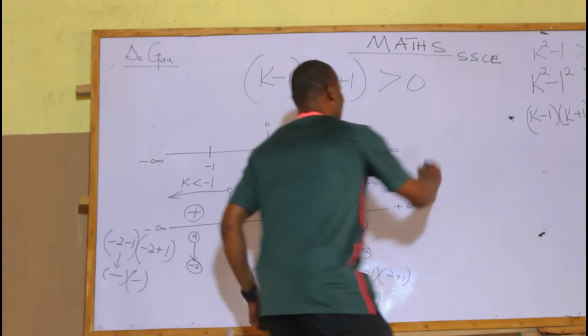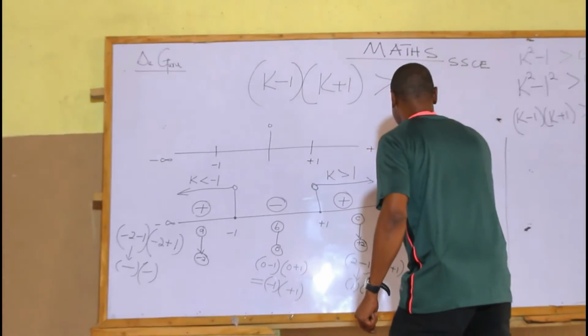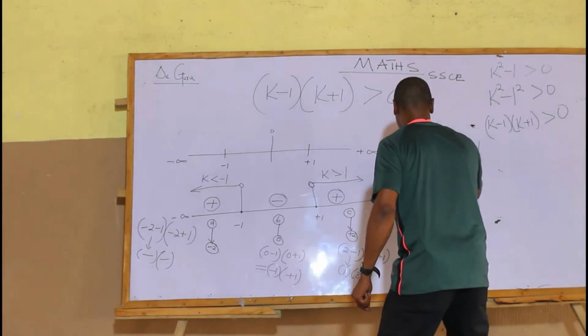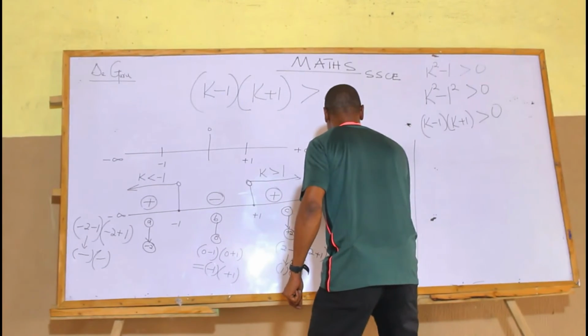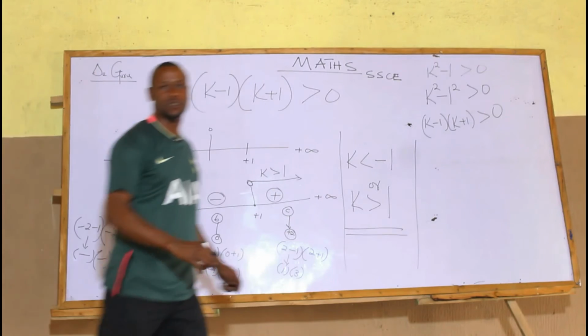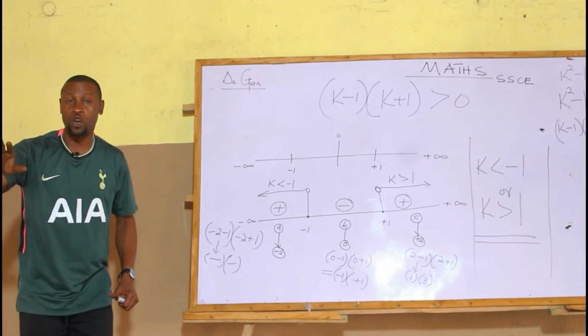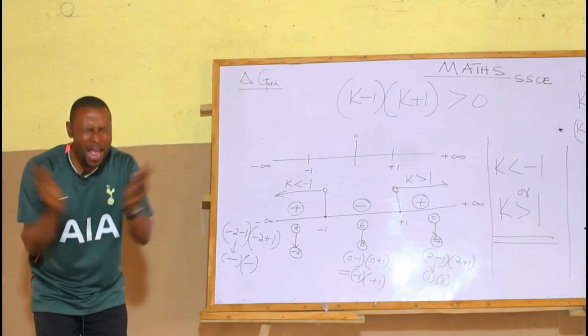It means that the range of values of K you are asked to get will be K less than minus 1 or K greater than 1. Settled in heaven. Settled where, somebody? But wait, hold on. Shh. Wait.